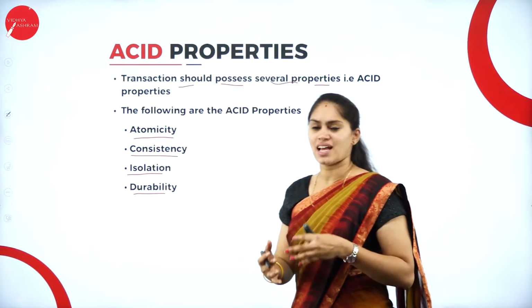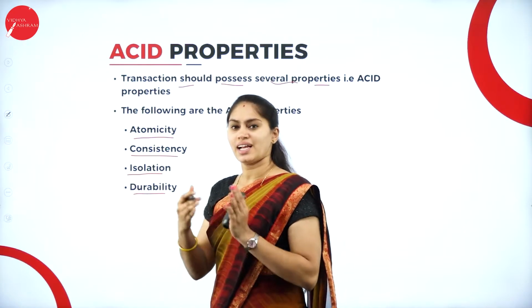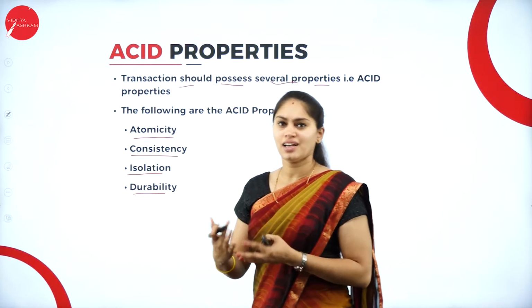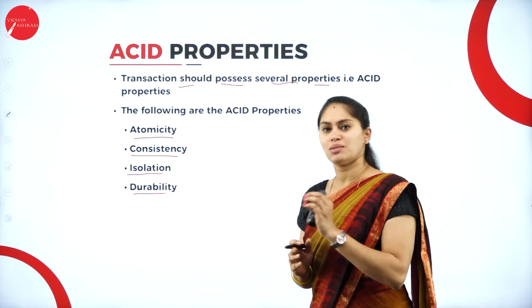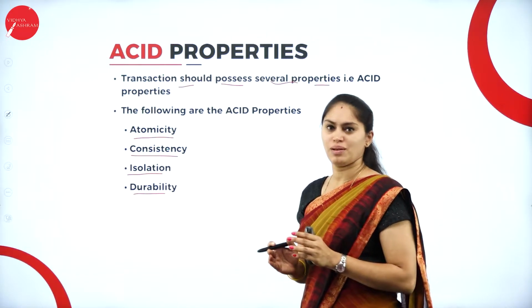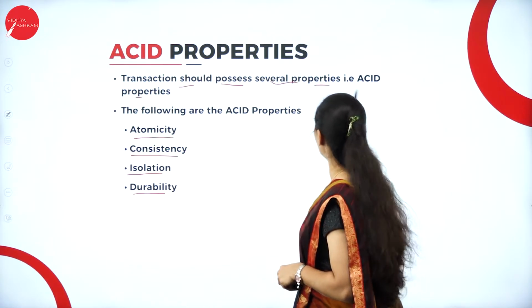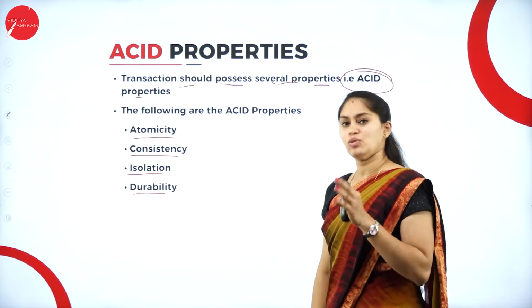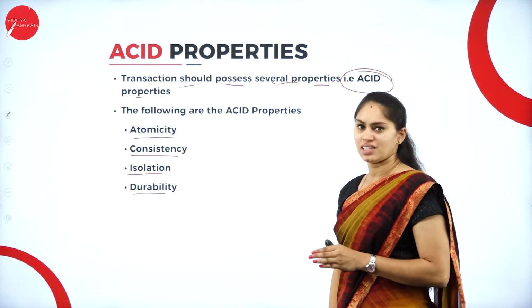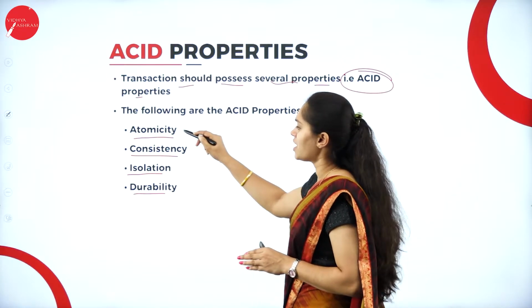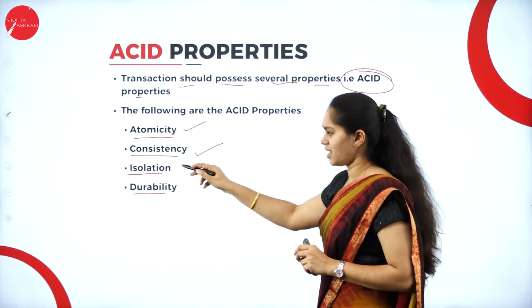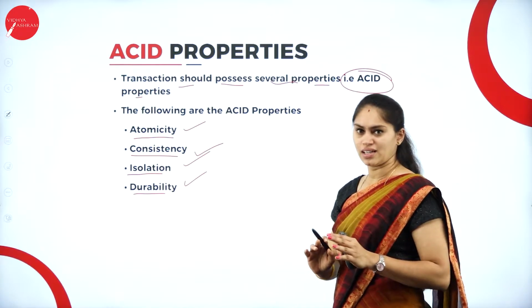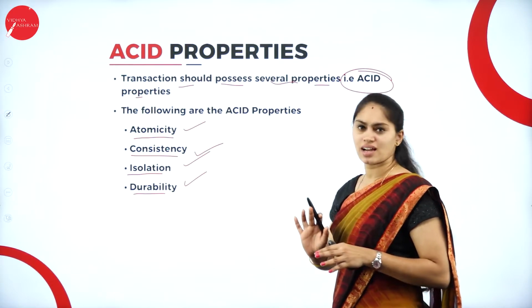So if I say transaction, that is a set or a collection of operations that can be read or write. It has to have some properties. Those properties will be considered as ACID properties. And what are the ACID properties we have in a database? That includes atomicity, consistency, isolation, durability. I will just tell you in brief, you just understand here itself.